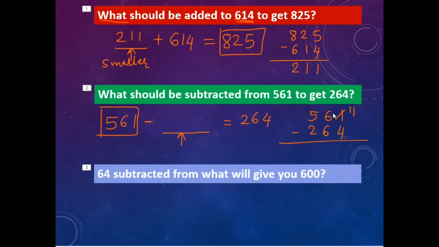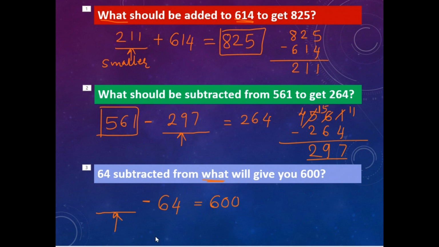So this will turn 11, 6 will turn 5, 5 will turn 4, this will turn 15. 11 minus 4 is 7, 15 minus 6 is 9, 4 minus 2 is 2, so 297 is your answer. Now let's see the last question. 64 subtracted from what? So that means from some number, 64 is getting subtracted to give you the answer 600.